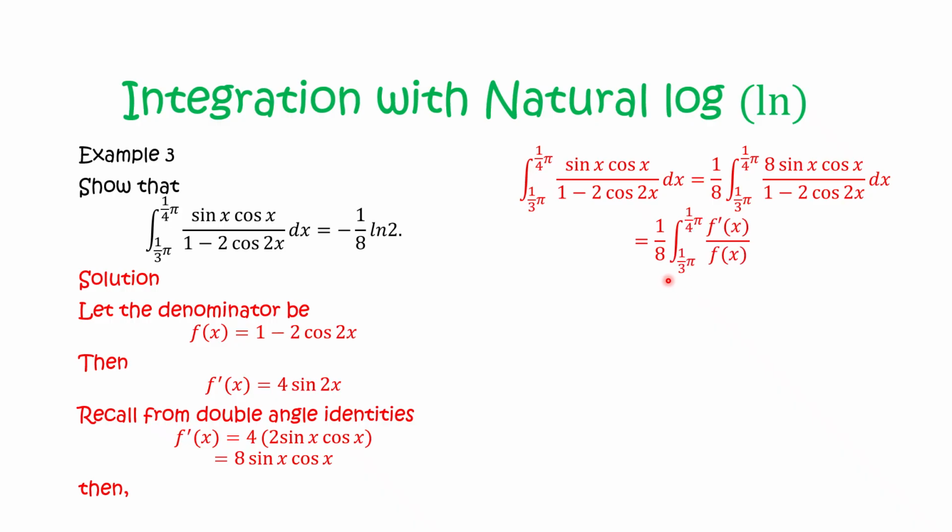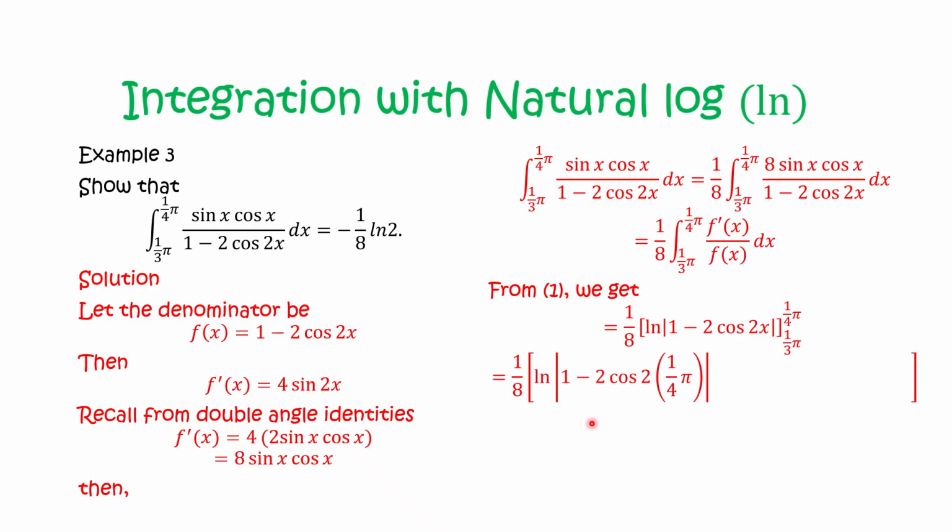Right, with that then, it means we can actually verify and see that that is the same as having f prime of x over f of x, that is inside the integral. And with that then, we can safely say we get 1 over 8 times the natural log of 1 minus 2 cosine 2x, keeping our limits. The next step is substituting with our limits. Of course, we start with the upper limit, subtracting with the lower limit.